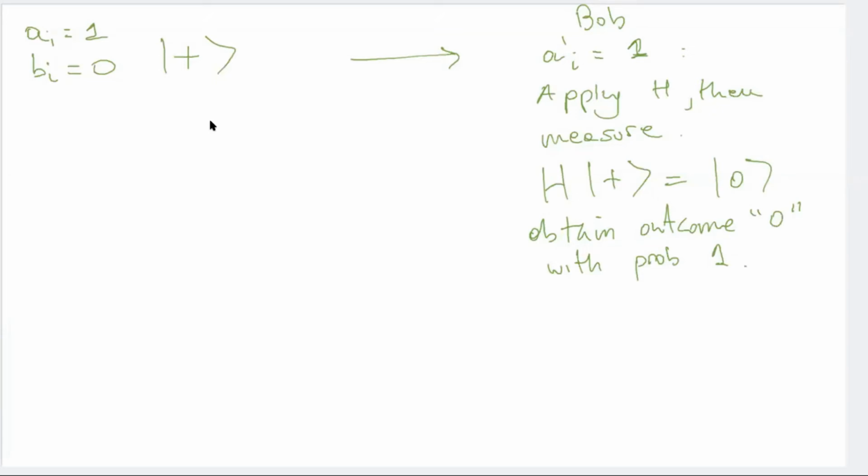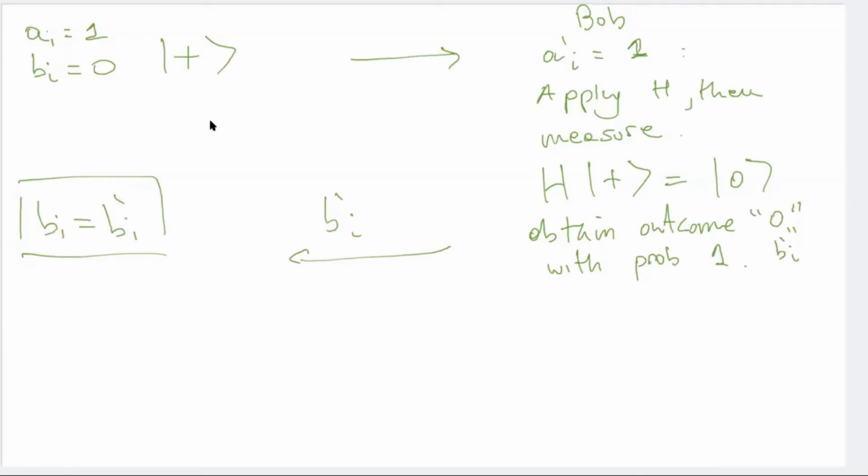And so, if Alice and Bob make the same choice of basis, then the outcome obtained by Bob, which is this 0 here, this b'_i equal to 0, is going to be the same as b_i. They're both 0. So whenever Alice and Bob measure in the same basis, they're going to obtain the same outcome.